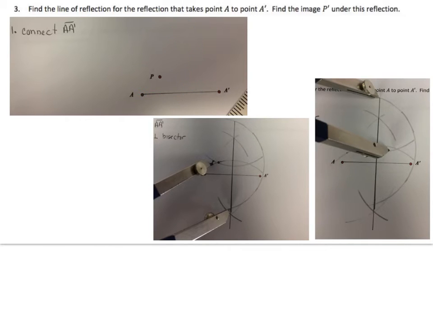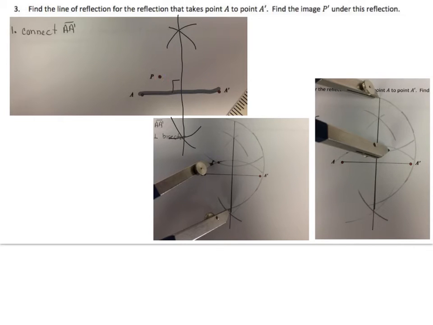Let's try again. I drew a line from A prime to A. Then I put the pointy end of the compass here, and I drew an arc and an arc, pointy end there, arc and arc, and I drew my perpendicular bisector. So this means that point A is equidistant from the line of reflection, and point A prime is equidistant from the line of reflection. So now I have to find point P over here somewhere.